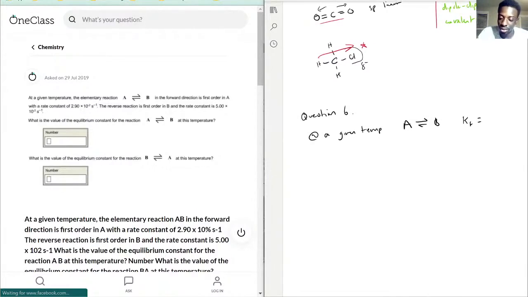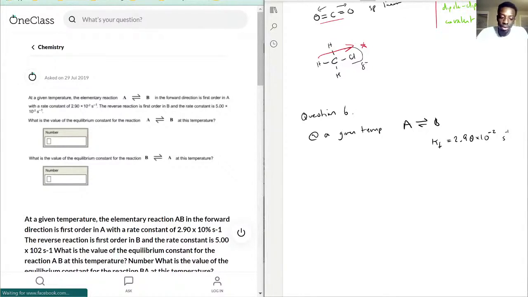Actually, I don't want to scroll over because that makes things annoying. Just gonna write under it. Equals 2.90 times 10 to the negative 2. And that's just the units, seconds to the negative 1. That's what the units are specifically for a first order reaction.